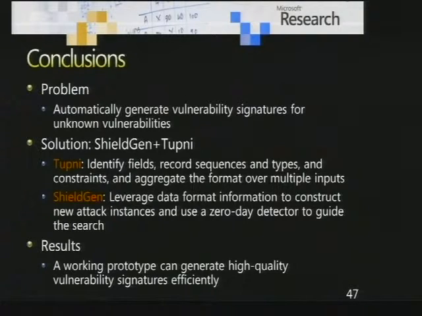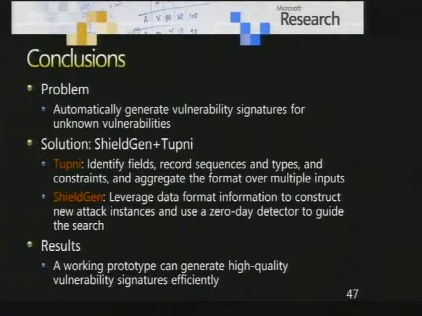What Tupni does is reverse engineer the input format by identifying fields, record sequences, record types, and constraints, and aggregate them together. And ShieldGen will leverage the format of the initial attack instances and construct new attack instances and use a zero-day detector to guide the search to find the vulnerability signature.